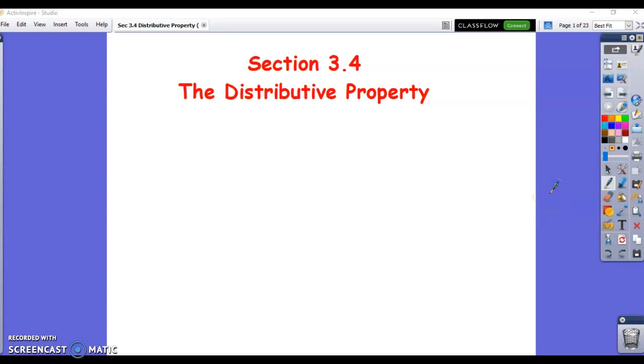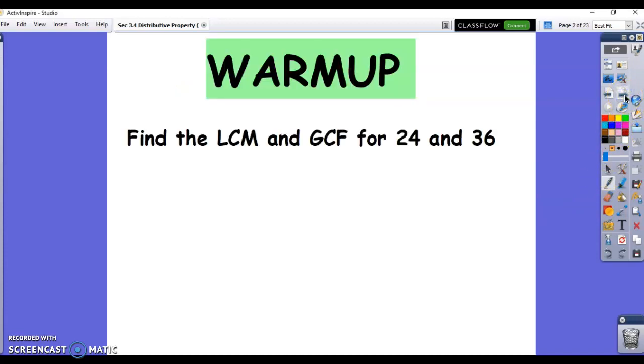So today we're going to be learning about the distributive property. Before we go into the distributive property, let's do a quick warm-up. What I'd like you to do is find the least common multiple and the greatest common factor for both numbers 24 and 36. So take a moment to do that, and then we'll go over the answer.